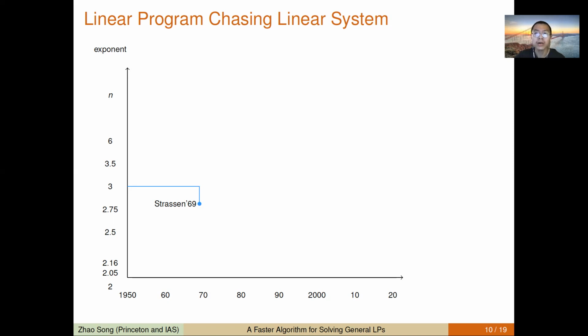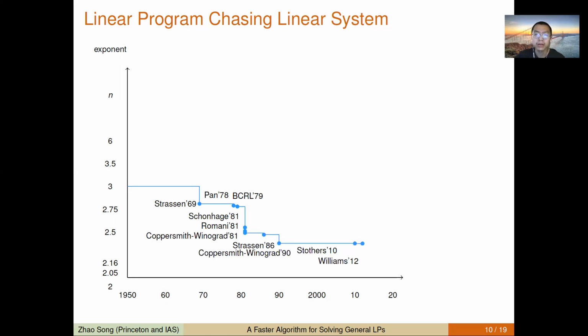After that algorithm, a lot of people tried to improve the exponent. For a while, people were stuck at 2.5, until the Coppersmith-Winograd tensor broke the barrier of 2.5. So over the last 30 years, the running time of matrix multiplication improved very slowly, as you can see from this picture.